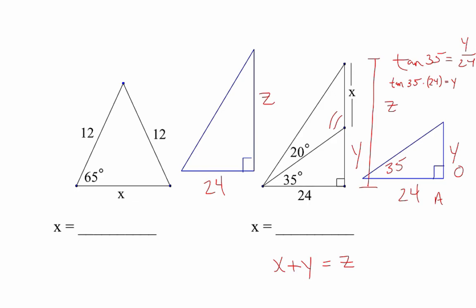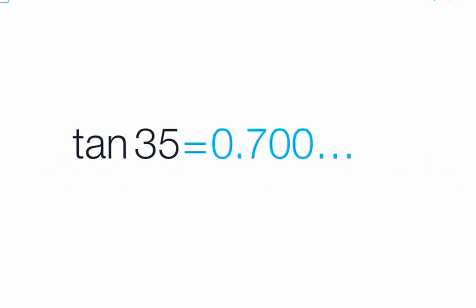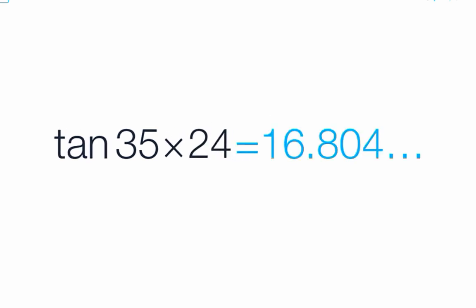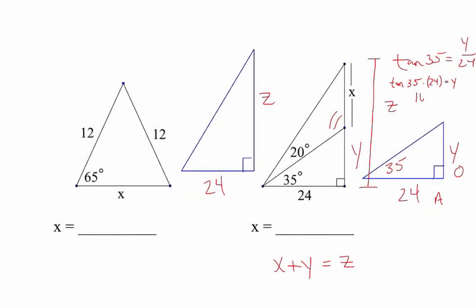Here's where I go to my calculator and I say I want the tangent of 35, which is 0.700, multiplied by that 24, which is 16.804. I'm going to round that to simply 16.8 is equal to y. Now that's an important number, so I'm going to circle that and remember what that is. So y is equal to 16.8.